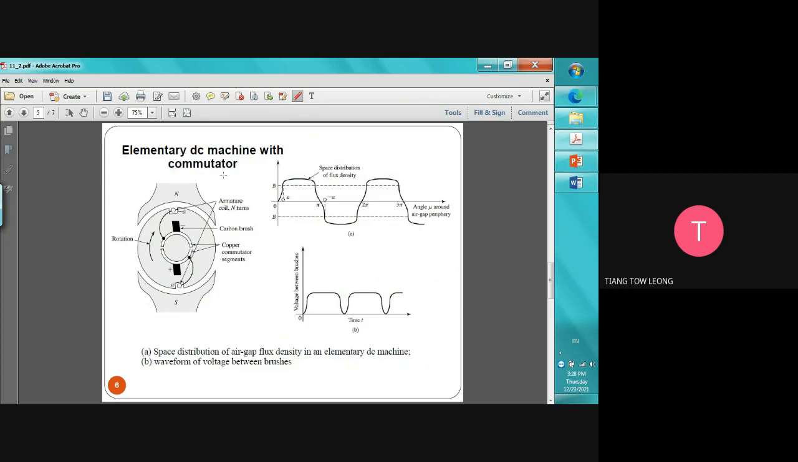Elementary DC machine with a commutator. If you still remember the video that I shared with you during the first or second class of our lecture classes, we talked about the DC machine with the commutator. So this part is the commutator. Then we have a carbon brush. Then we have the armature coil. Then we have excitation. This is north. This is south.